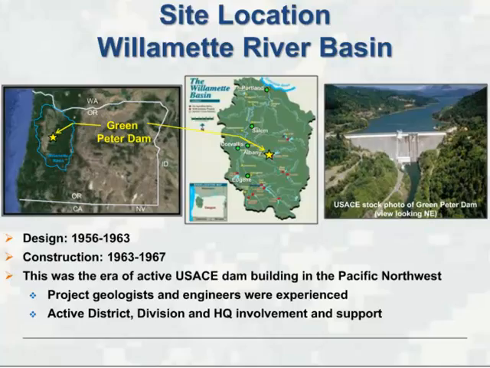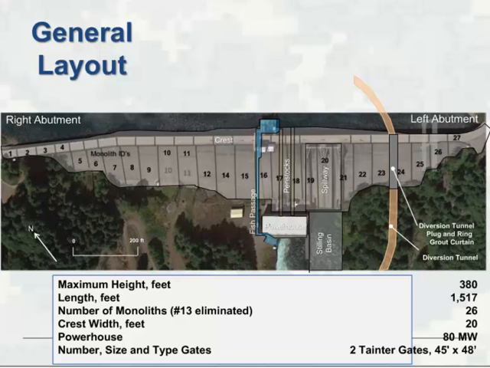well-preserved, detailed data. This was also a time during active district, division, and headquarter involvement and support, which means there's a lot of communication that we had access to. And that's important for doing risk assessments for dams and levees, to be able to have access to such good historical records and documents. All right, so there we go. It's moving quite slow here.